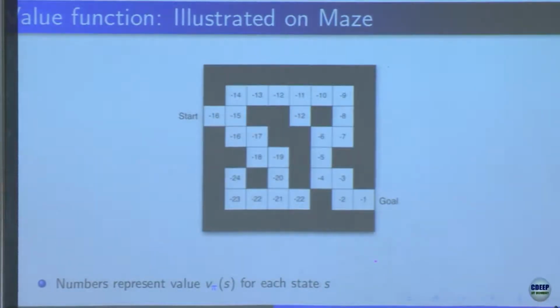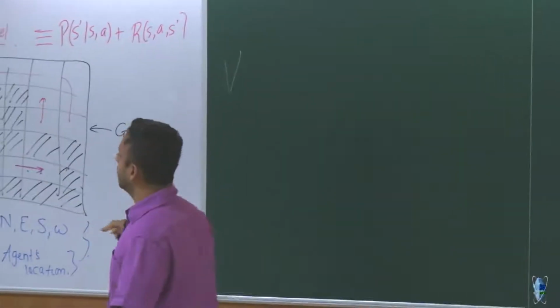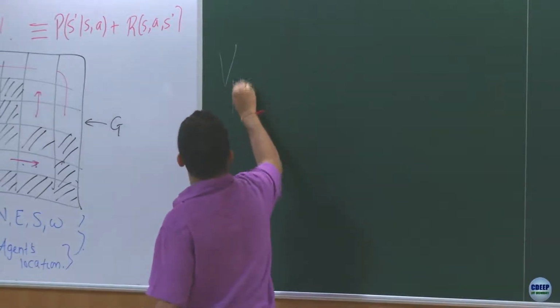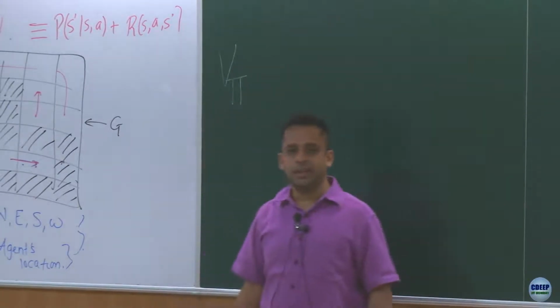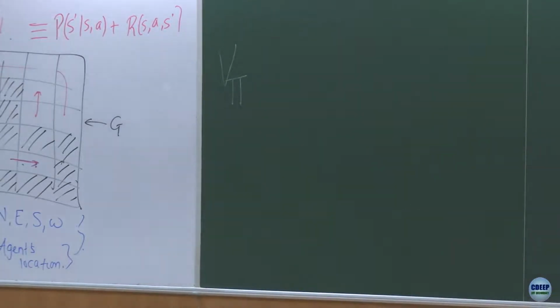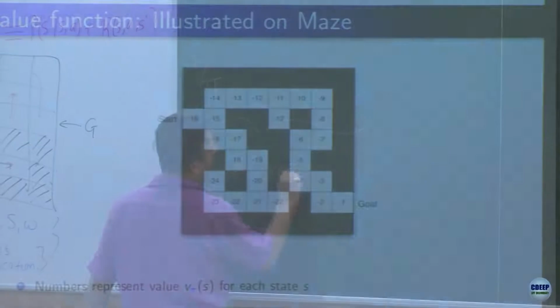What is the value function? The value function is the cumulative reward. It will be parameterized by a particular policy, the policy that I showed using arrows in the previous slide. So consider the product of the probability of transitioning and reward under a particular policy. This would give me the average expected cumulative reward.